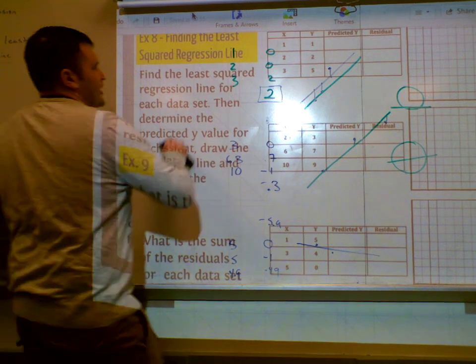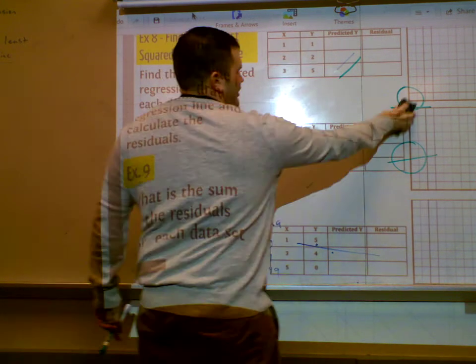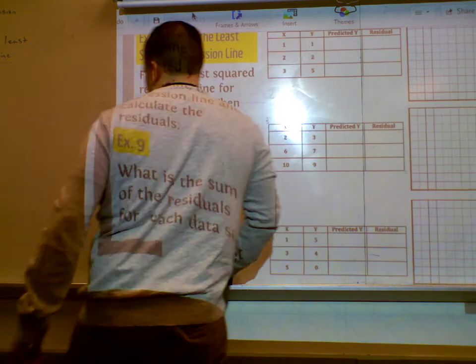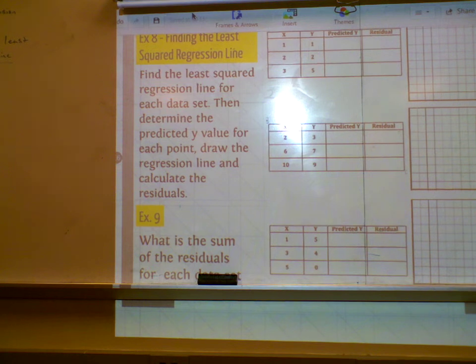So we are going to use a similar situation in talking about finding regression lines. Yep, we're going to use our calculators this time. So we're going to actually find the regression line the correct way.